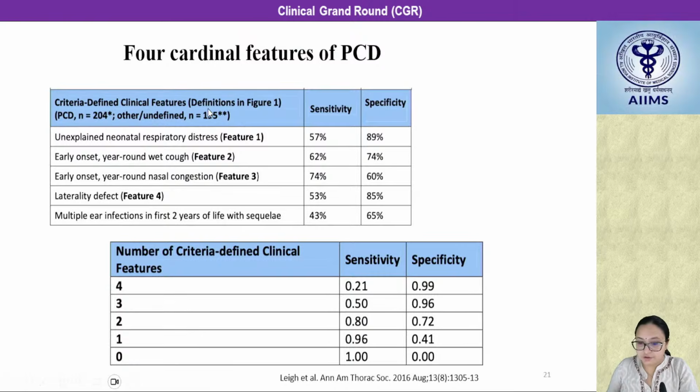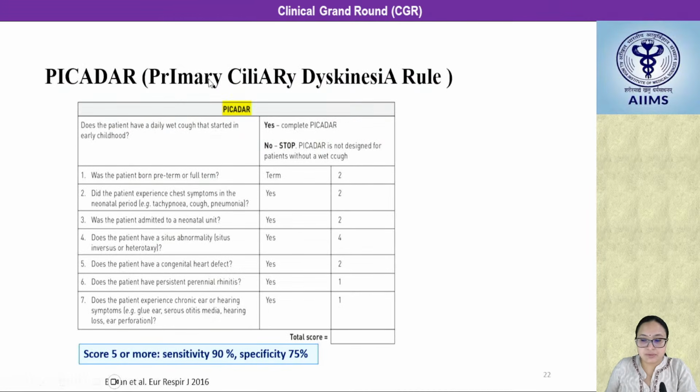So derived from this, we have the PICADAR, or the primary ciliary dyskinesia rule. The entry criterion for carrying on with the rest of the scoring is the presence of daily wet cough that started in early childhood. If that is present, then only we go on with the rest of the scoring, otherwise we stop.